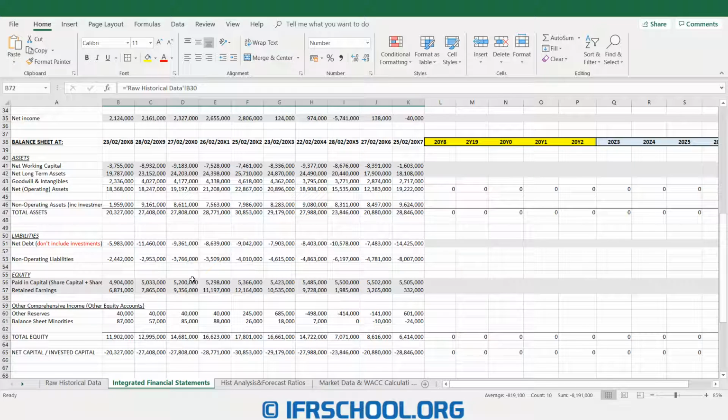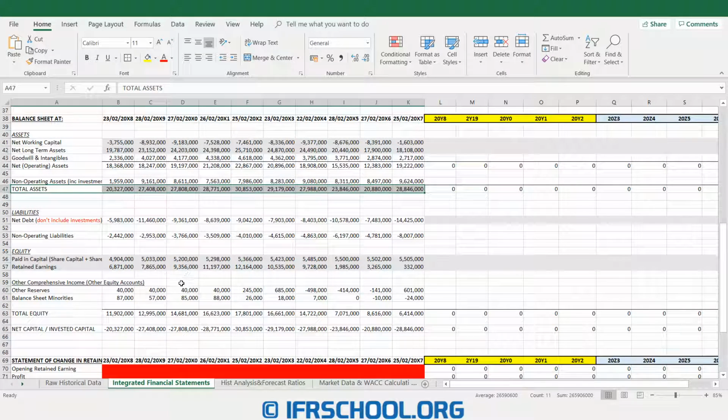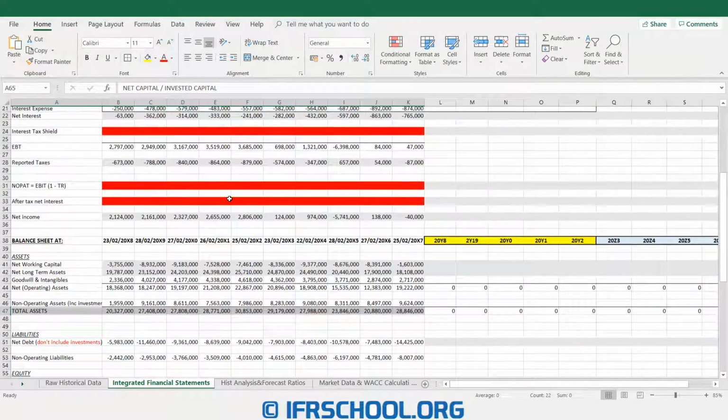To make sure I haven't left out any line items from the raw historical balance sheets, I can check that the balance sheets balance. In other words, the total assets equal total liabilities plus total equity. I can see that total assets equal total liabilities plus total equity for each year. So I'm confident that I haven't left out any balance sheet accounts from the raw historical data. I have now finished preparing the integrated financial statements for the historical period.